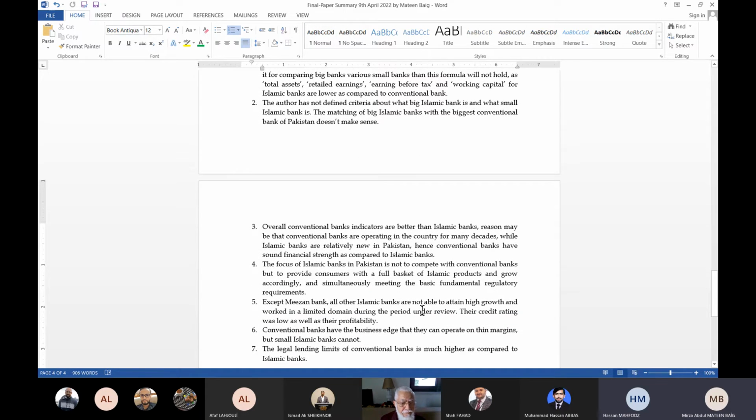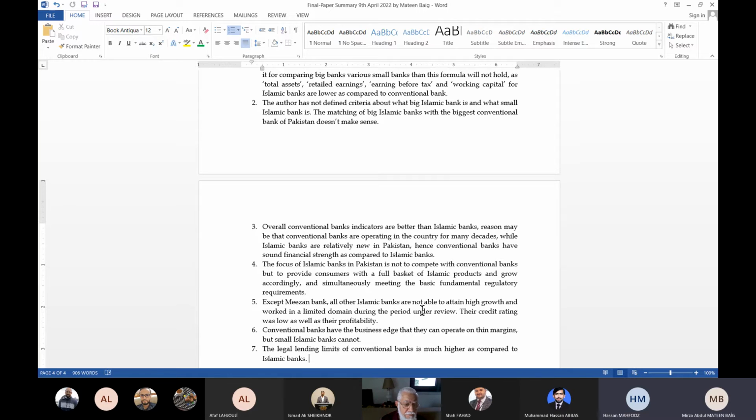Critical point number 4 is that the focus of Islamic banks in Pakistan is not to compete with the big conventional banks, but to provide consumers with a full basket of Islamic products and grow according to their own potential, their own capital, their own appetite, and their own financial inclusion plans. They should grow according to their own plan. They are not targeting the biggest conventional bank, saying we should have 1800 branches, capital and assets. This is not the focus of the Islamic banks.